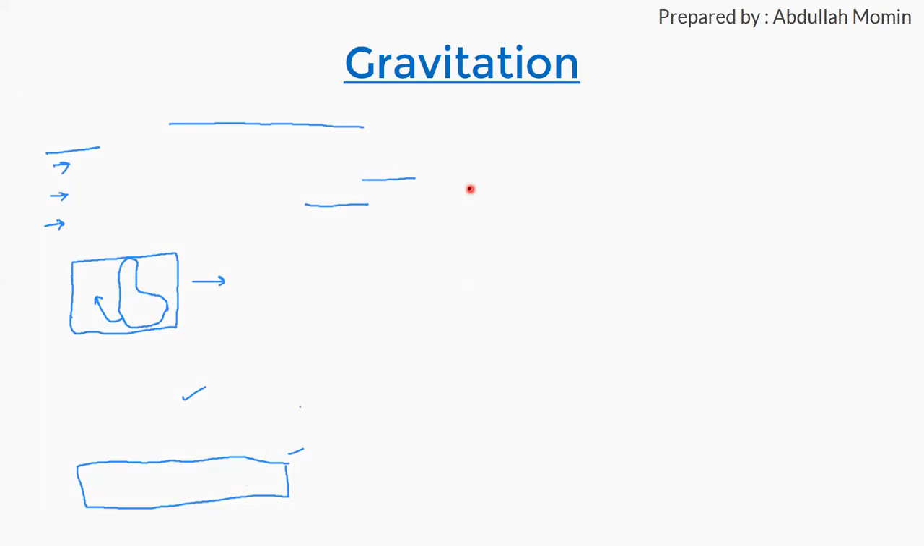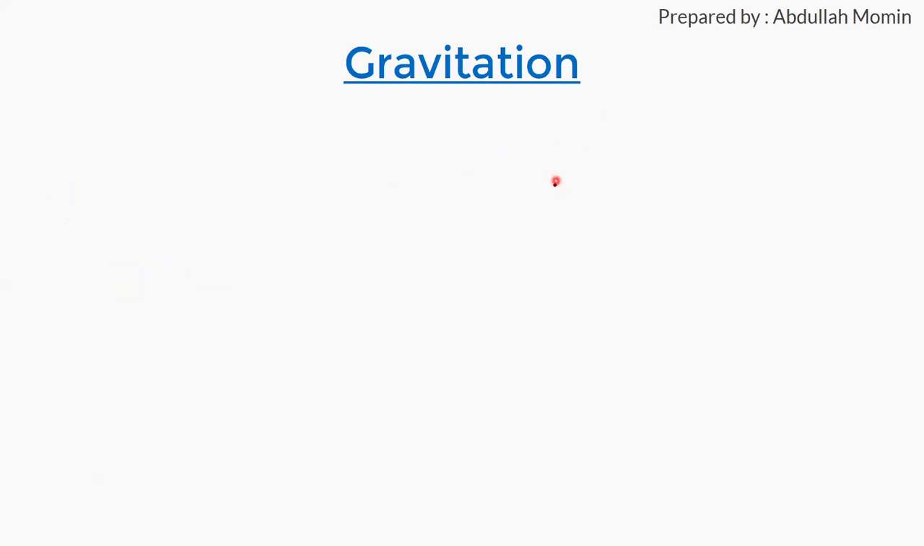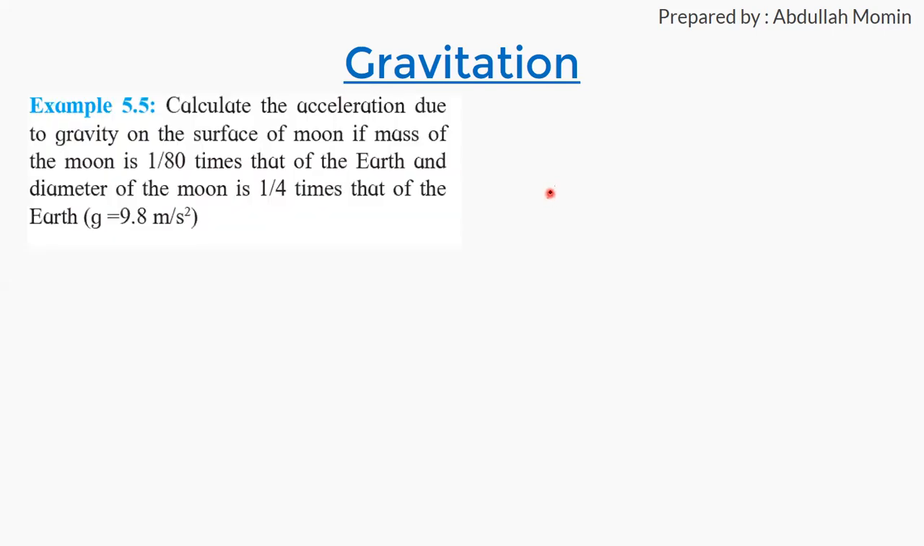Now we are going to solve another numerical. The numerical says: calculate the acceleration due to gravity on the surface of the moon, if the mass of the moon is 1 by 80 times that of the earth and the diameter of the moon is 1 by 4 times that of the earth, and the value of g is given.